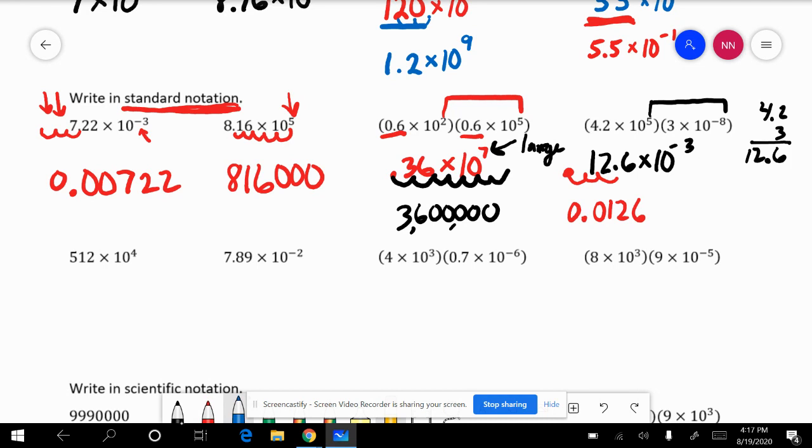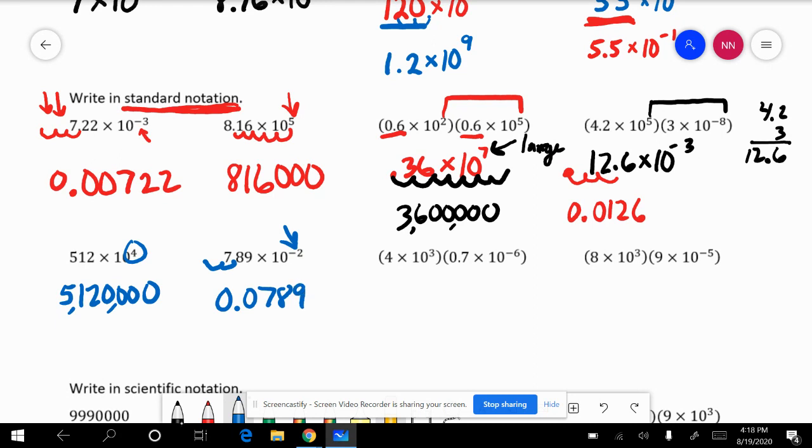What I want you to do is pause the video and try those next 4 on your own. So we have a number, and what we want to do is put it in standard notation. This is a positive 4, meaning we want a large number. So I have the 5, 1, 2, and then I'm going to add 4 zeros to it. For the next one, I have a negative exponent. That means a small number. So I'm going to take my decimal, and I'm going to make a small number by moving it 2 spots. So I have 0.0789.